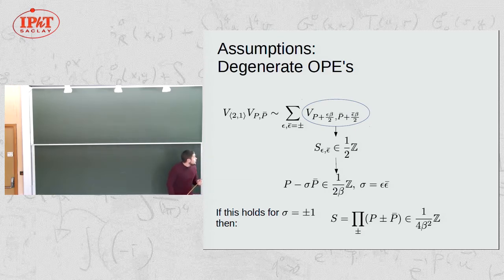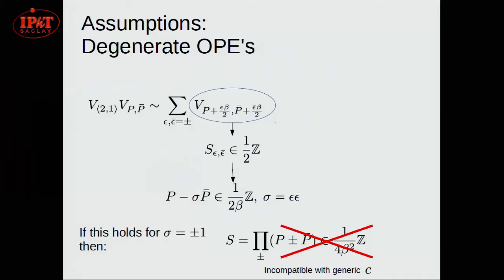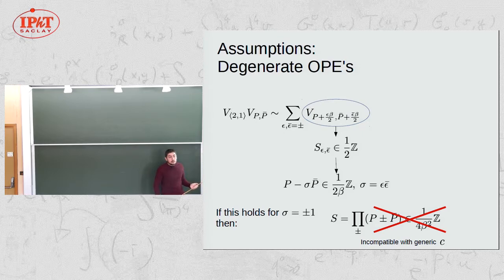But the problem is that if we also want the spin of this first field to be a half integer, we would be imposing a constraint on the value of beta squared. In particular, we would be asking of it to be rational. And in this talk, we will try to keep the central charge generic, and so in order to do that, we cannot impose this constraint. So we will say that this condition here only holds for 1 value of sigma, and thus only 2 terms will be present in the OPE here.